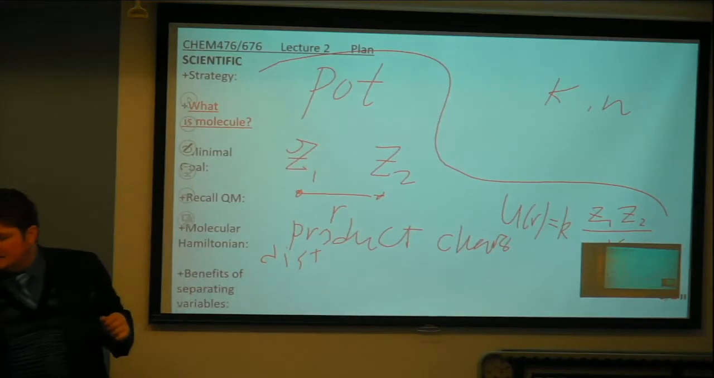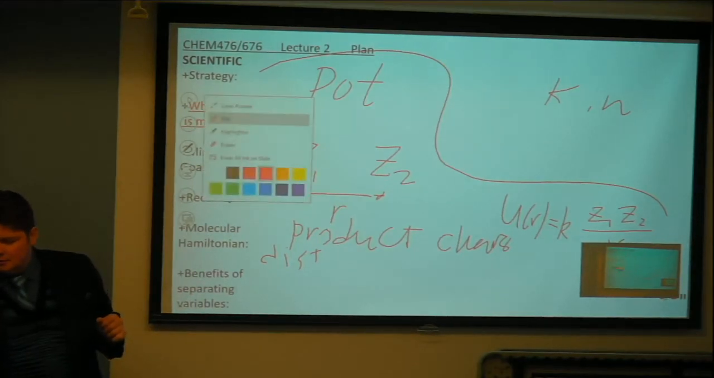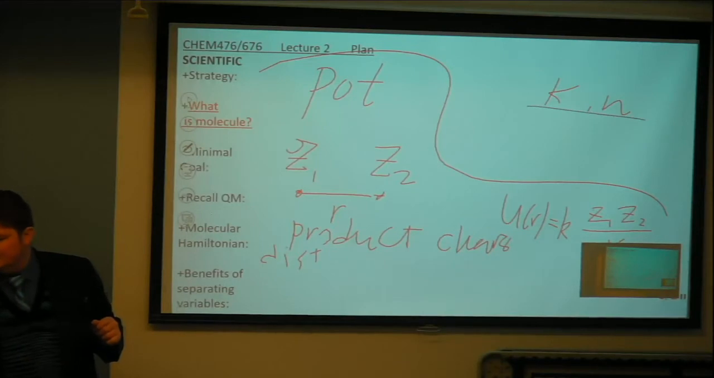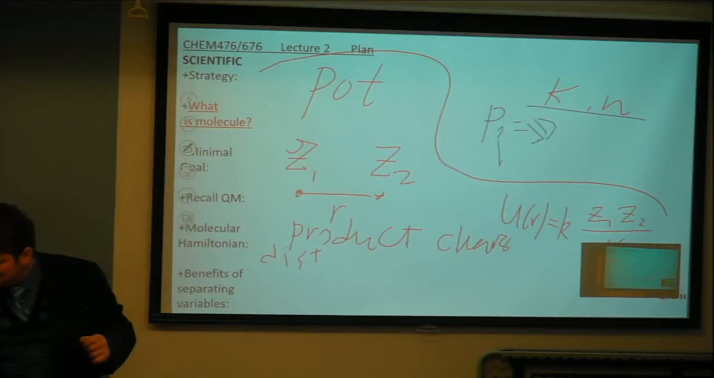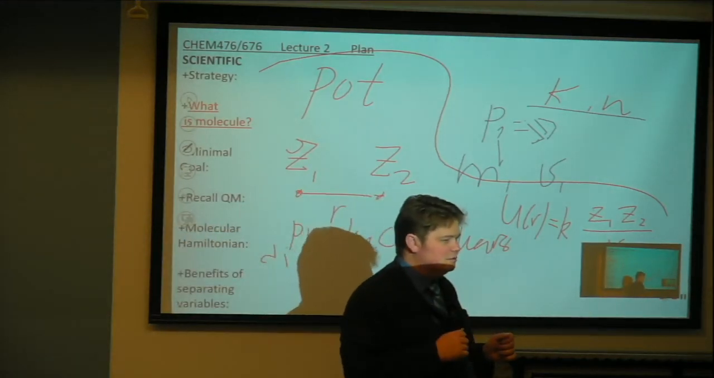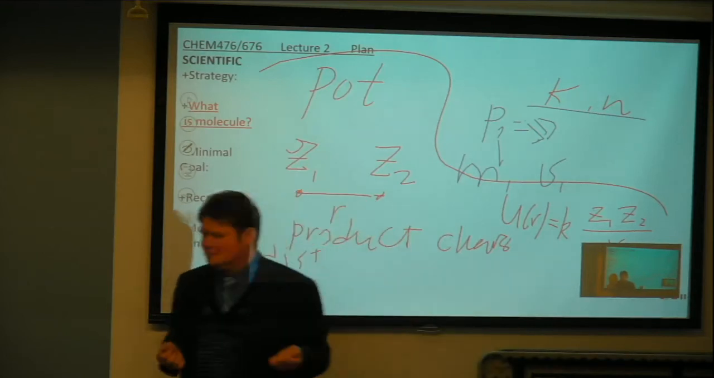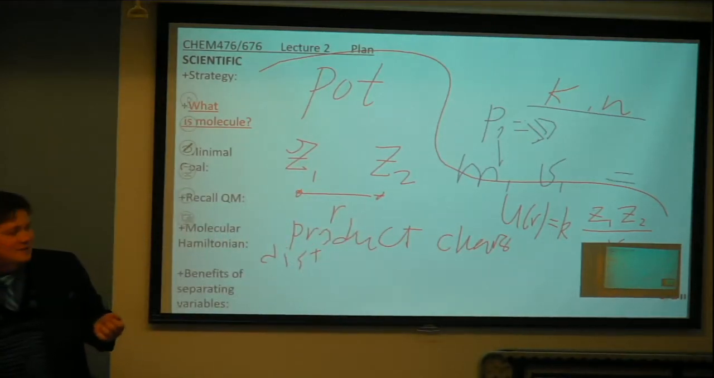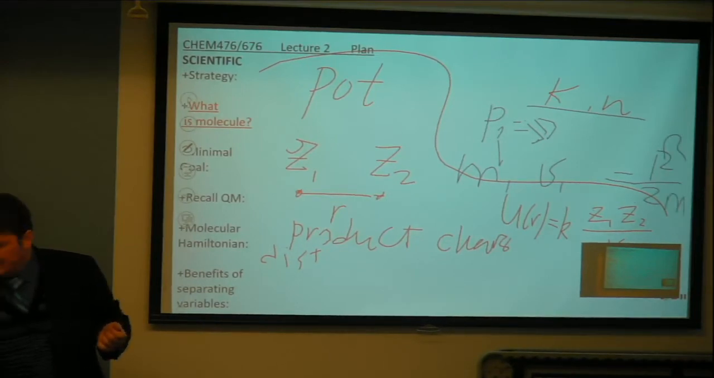What about kinetic energy? If we have one particle which has momentum P1, or if you do not write momentum, it has mass M1 and velocity v1. What is the kinetic energy of motion? P squared over 2m. Perfect. You do not need this course, you can teach it.